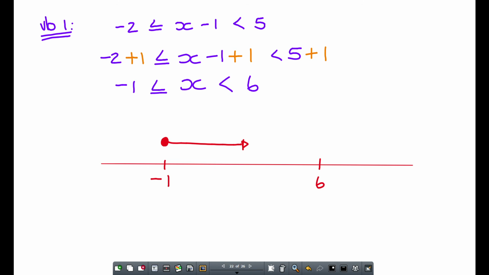X is less than 6. Nee. Okay, daar's 6. If it's less than, would it go to the left or to the right? To the left. Nee. And it's not equal. So wat se dot moet dit wees?